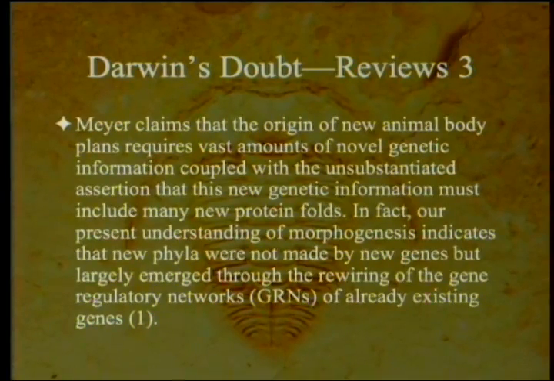Number five, and this is actually five and six together because they're kind of interweaved, although we'll separate them out when we discuss them. Meyer claims that the origin of new animal body plans requires vast amounts of novel genetic information, coupled with what he thinks is the unsubstantiated assertion that this new genetic information must include many new protein folds. In fact, according to Marshall, our present understanding of morphogenesis indicates that new phyla were not made by new genes, but largely emerged through the rewiring of gene regulatory networks of already existing genes.